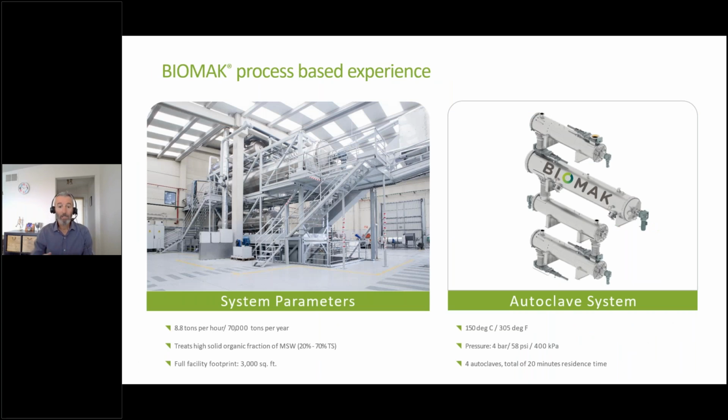We can see here the system and operating parameters. The plant can process about 200 short tons a day, operates with a steam pressure of 58 psig and a temperature of up to 300 Fahrenheit. So these are not the extreme operating parameters that we have seen in the old days. These are really low pressures and temperatures when it comes down to autoclaving. Next slide, please.